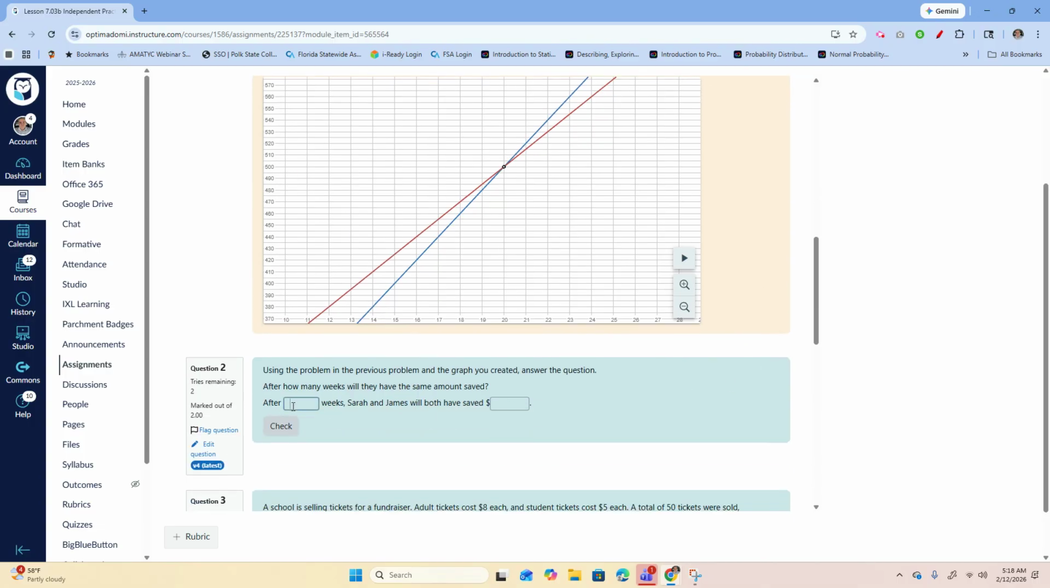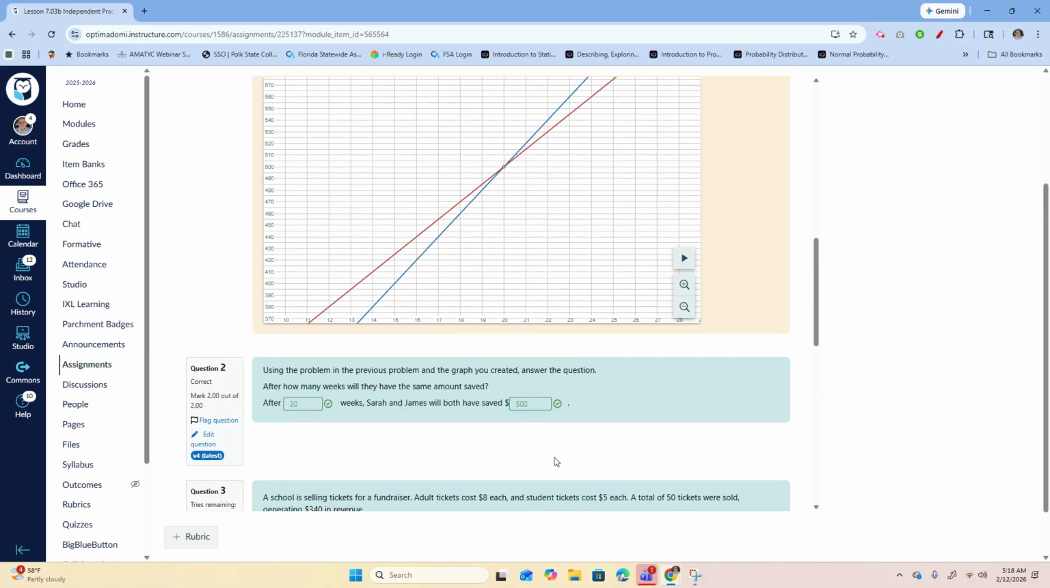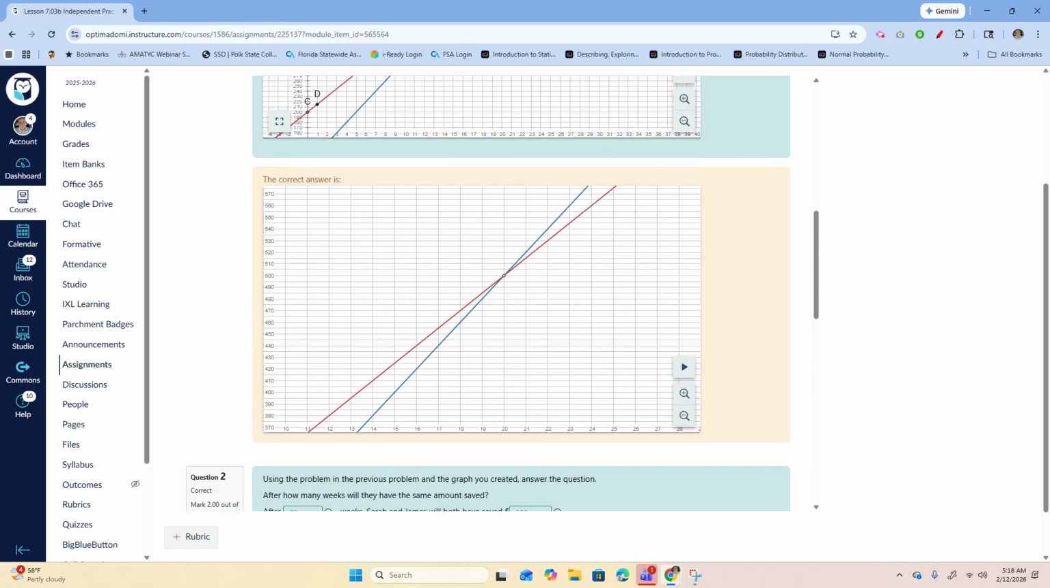And that's what I'm going to put here. After 20 weeks, Sarah and James will both have saved $500. And you can see that I got it right, okay? Let's go to the next one.